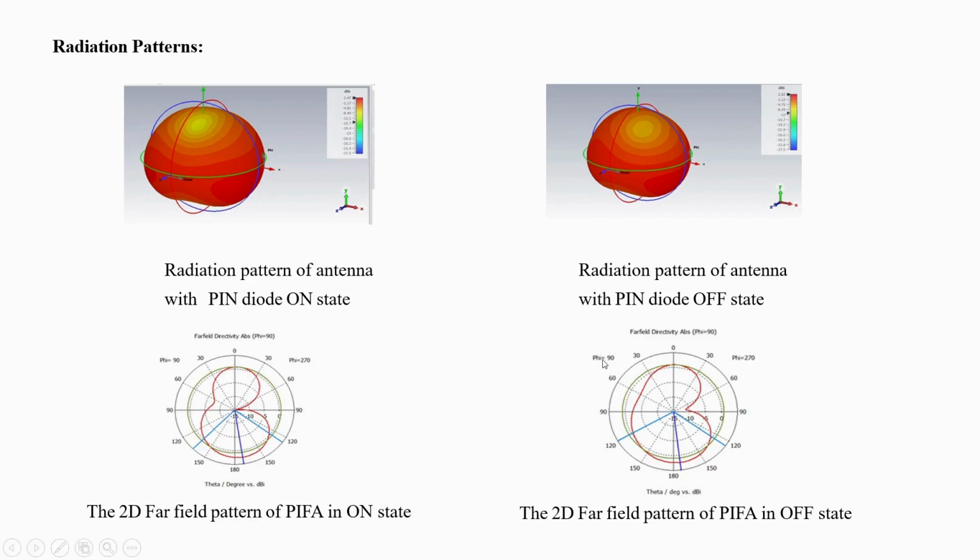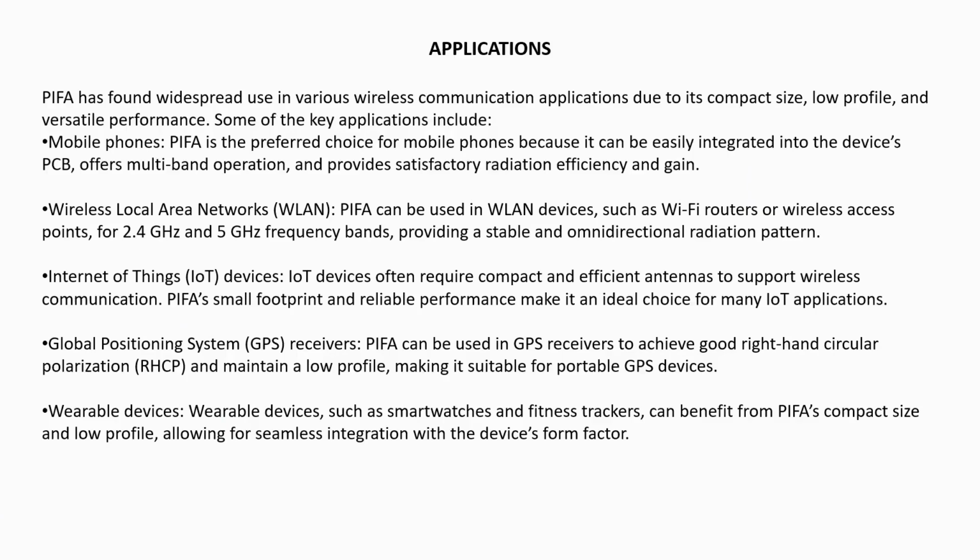The radiation patterns of the on state and off state are given with the directivity figures of the PIFA antenna. Coming to the applications, there is a wide range of applications in various wireless communication systems due to its compact size, low profile and versatile performance. Some of them are mobile phones, wireless local area networks, commonly called WLANs, IoT devices, global positioning system receivers, and wearable devices like smartwatches and fitness trackers.